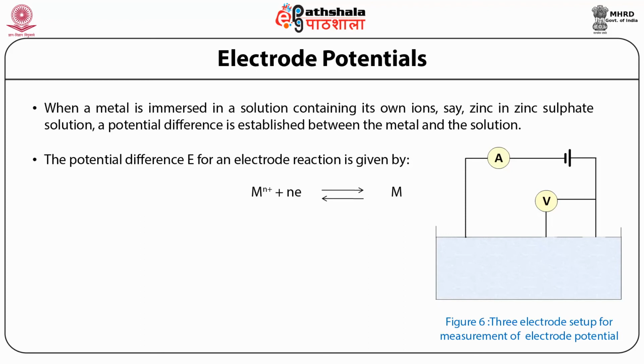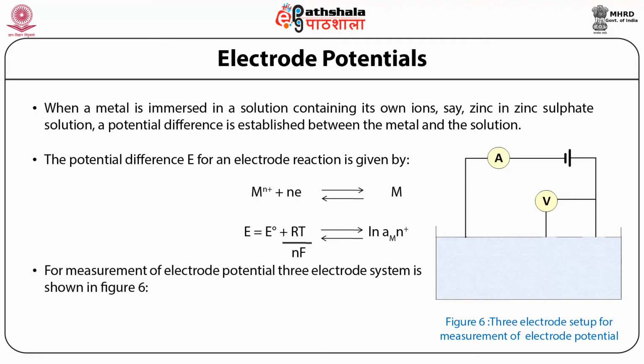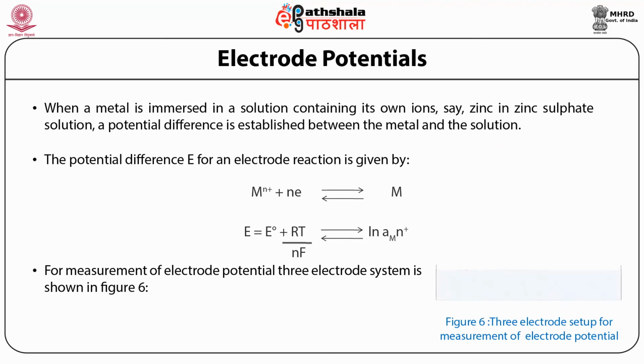M^n+ means one or two or three electrons have been ejected from it, and it is represented by the equation E is equal to E0 plus RT upon nF times the log of the activity of M^n+. For measurements of electrode potential, a three electrode system, as shown in the following figure, is used.